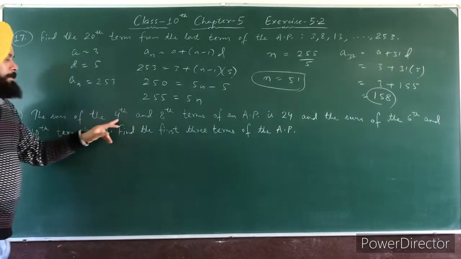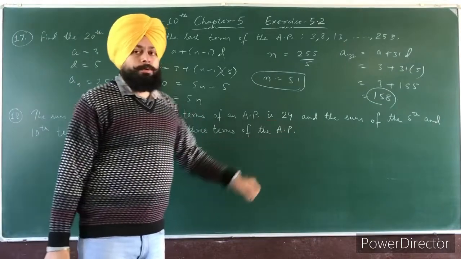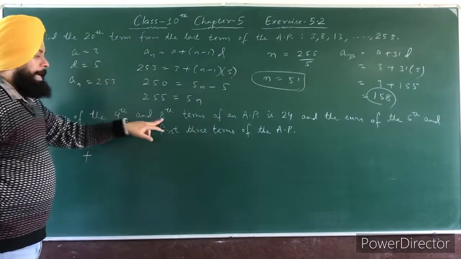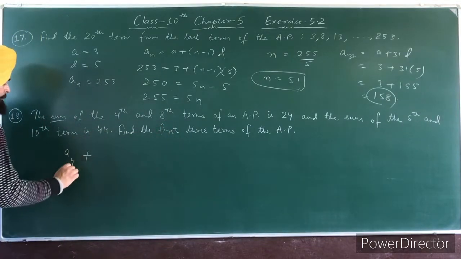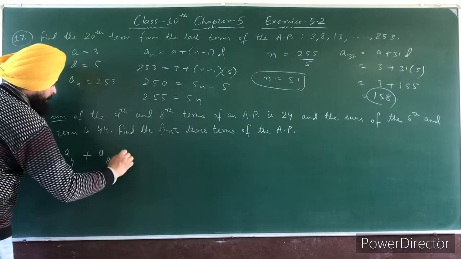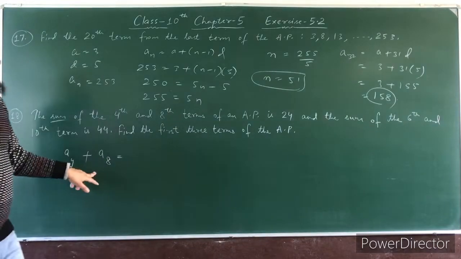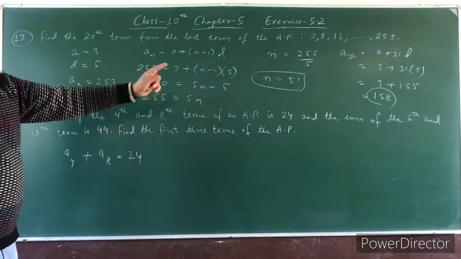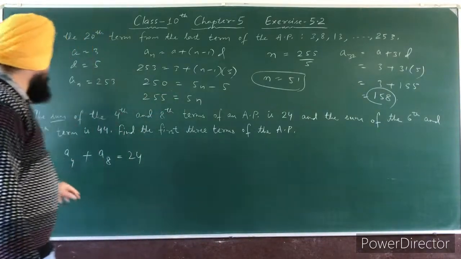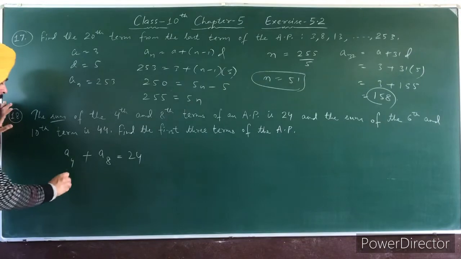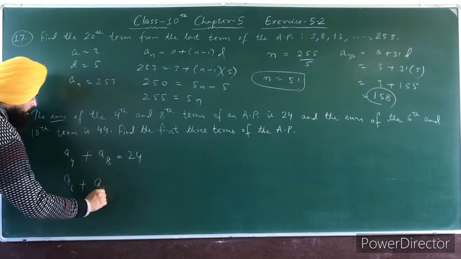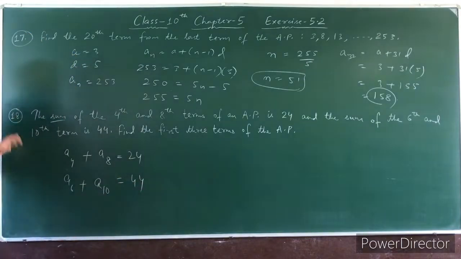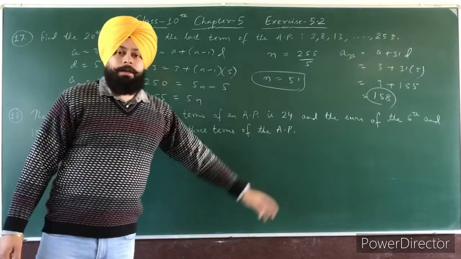Now see the next question, number 18. The sum of the 4th and the 8th term of an AP is 24. The sum means you will add which terms? 4th and 8th. So the 4th term is A4 and the 8th term is A8. So the sum of the 4th and 8th term is 24, which is given. And the sum of the 6th and 10th term is 44. 6th term A6 and 10th term A10. Its sum is given, which is 44. You have to find the first 3 terms of the AP.